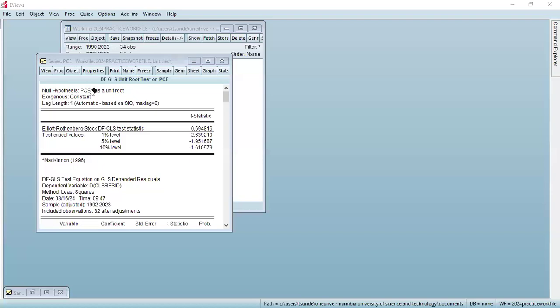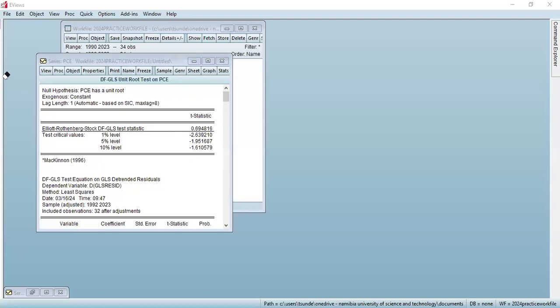The null hypothesis is PCE has a unit root. In other words, PCE is non-stationary. And the alternative hypothesis is PCE is stationary. Now, the answer we get is our t-statistic is positive. What is our conclusion? Is PCE stationary or non-stationary in levels? Sir, it is non-stationary. Correct, it's non-stationary. Because the t-statistic we have got is greater than our critical values. And we said if it is greater than the critical values, the variable is non-stationary.